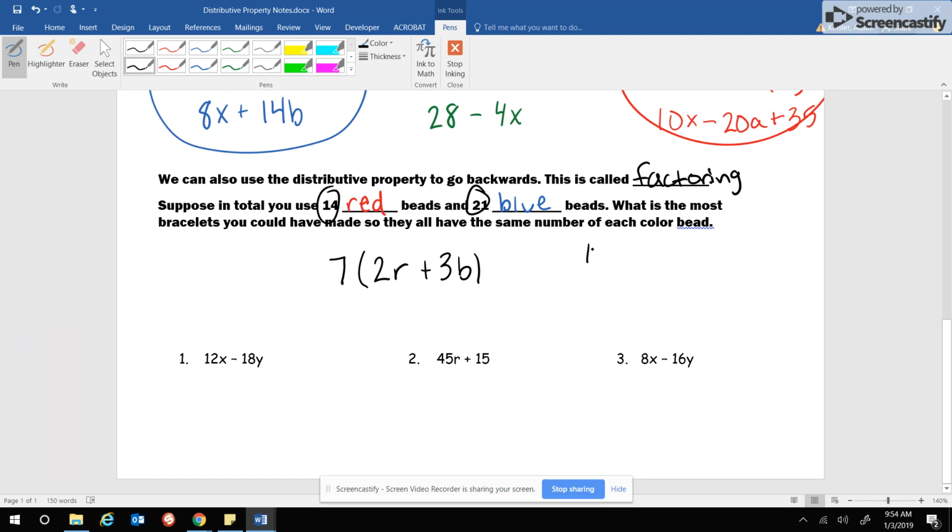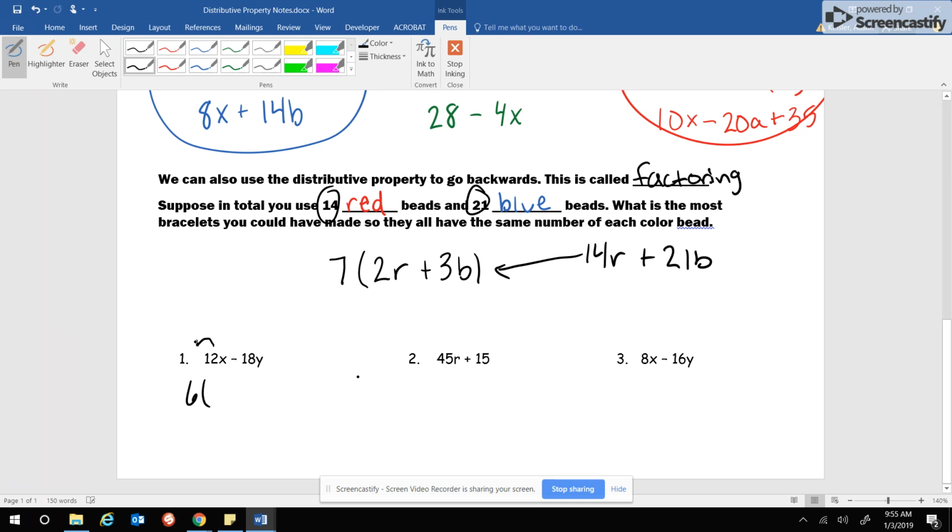And basically all I did there was go from this 14 red plus 21 blue, and I took a 7 out, and I ended up with that. So we're going to practice 3 of them down here really quick. I have 12x minus 18y. Well, if I think about it, the biggest number that I could take out, I could take out 2, but I want to take out a 6 because that's the biggest number I could take out.